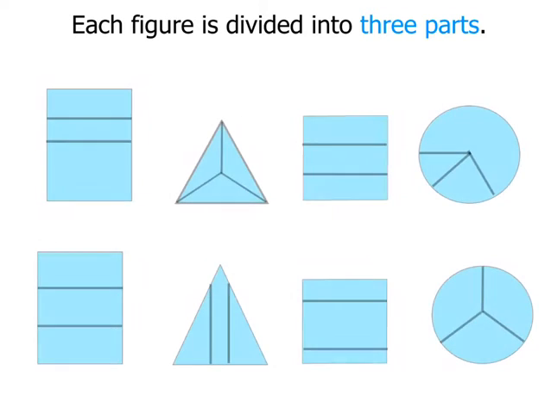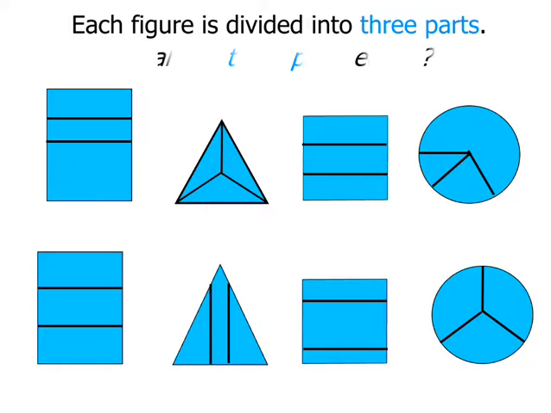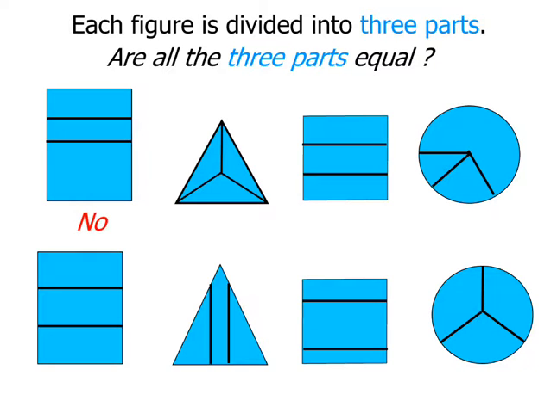Now each figure is being divided into 3 parts. We are here to check whether all the 3 parts are equal or not. We are testing this by simple analysis. In the first figure, since we see that all the 3 portions are not equal, these parts are not equal. Now the rectangle below this is divided into 3 equal parts. Now you can check in these answers whether they are equally divided or not. If you have any confusion, you can comment.